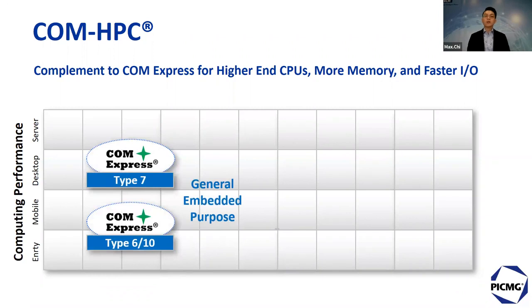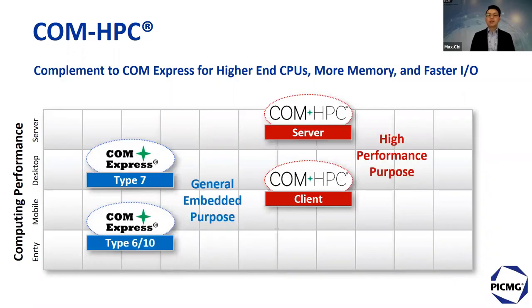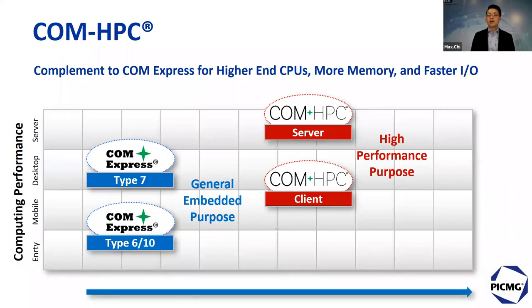The current COM-Express Type 6, 7, and 10 are for general embedded purposes. However, the new upcoming COM-HPC server and client are at higher precision, targeting high performance purposes. So with the current COM-Express and the new upcoming COM-HPC standard, the computer-on-module solutions can be fully covered.